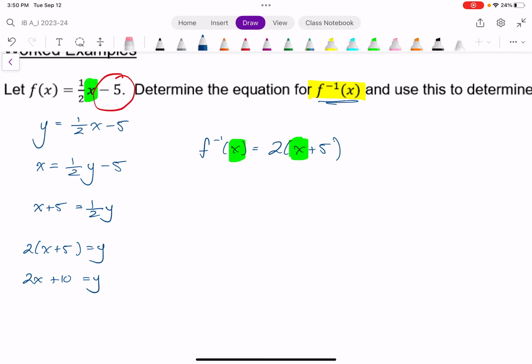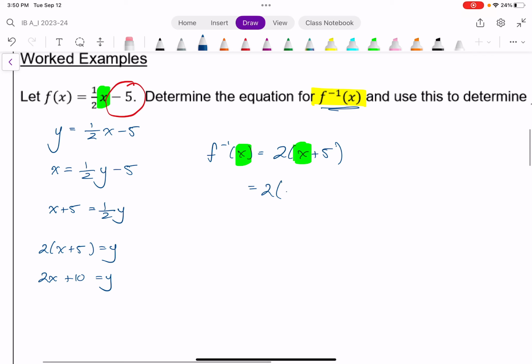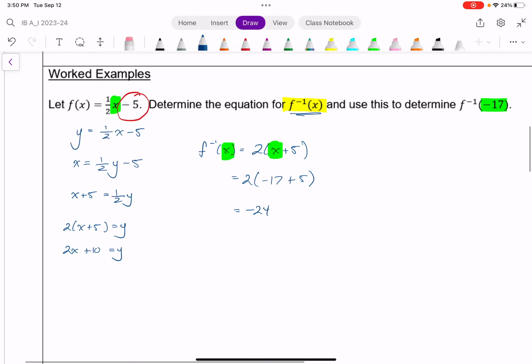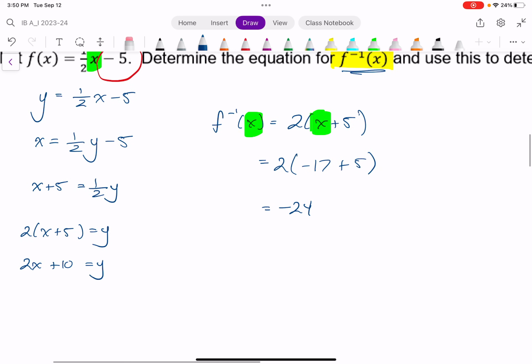And it's a matter of just a bit of arithmetic. So it equals 2 times (-17 plus 5). Do the calculations and you get -24. Keep in mind, maybe I'll write this a bit more formally here, the inverse of f at -17. For my inverse, I put in -17, I get out -24.